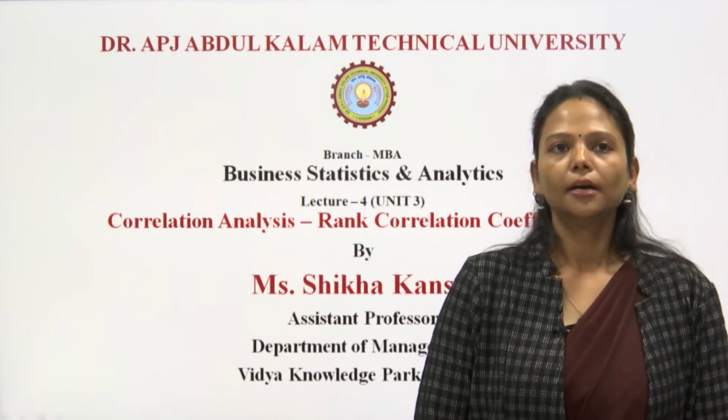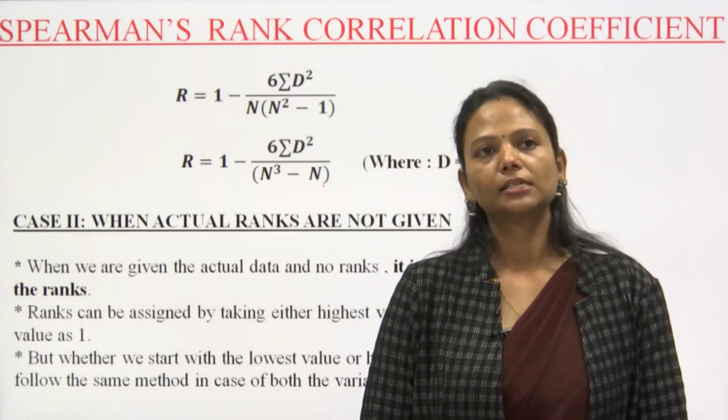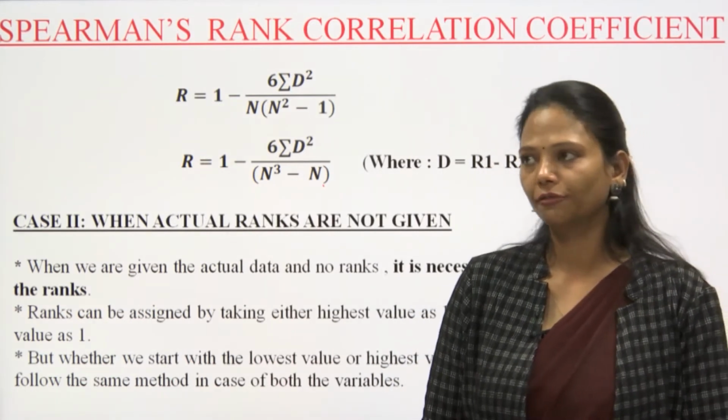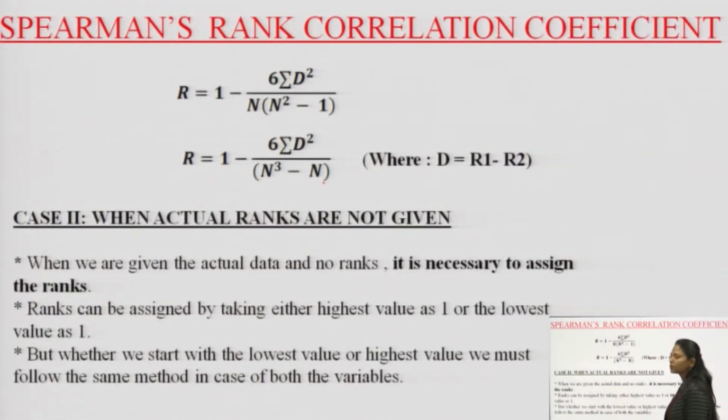So, moving ahead, we have already discussed Spearman's rank correlation coefficient. The formula is R is equal to 1 minus 6 summation of d square over n cube minus n, where d is the difference between the ranks given to different observations of different variables.